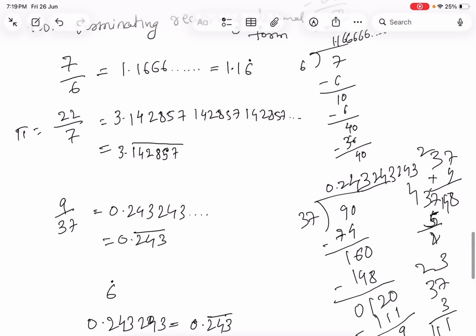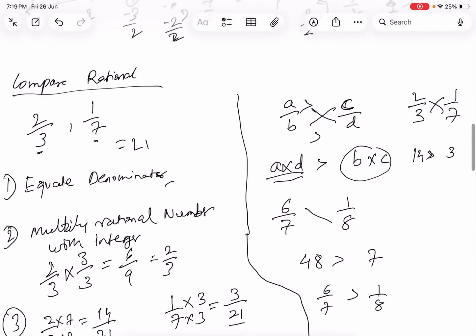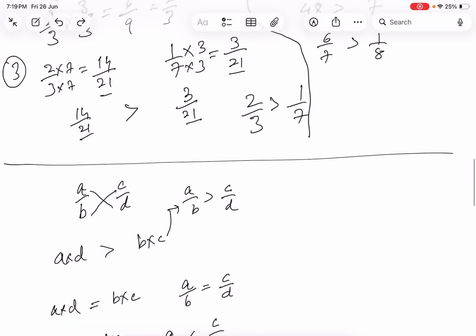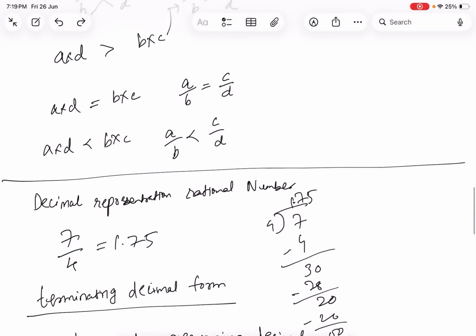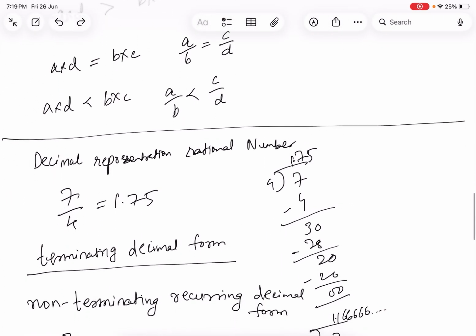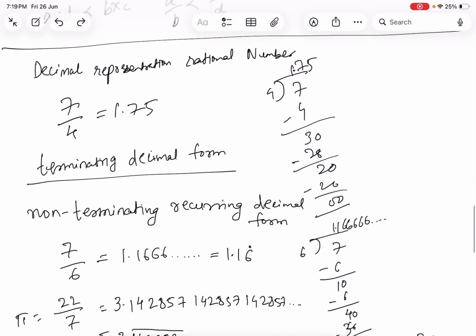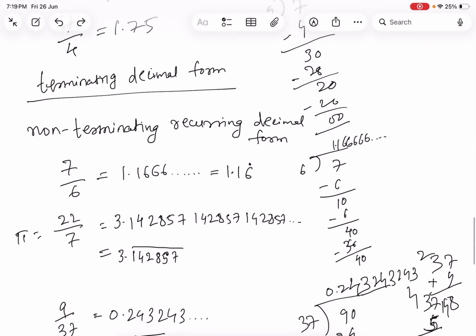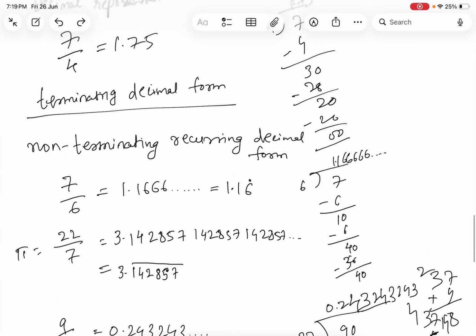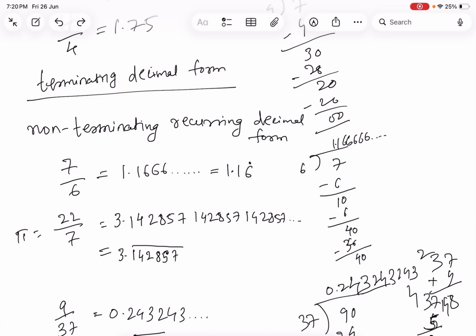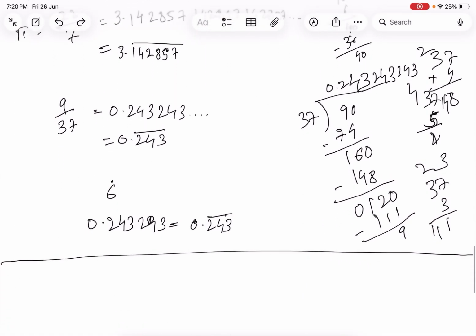So, we saw rational numbers. What are rational numbers? We compared the rational numbers. We also tried to represent the rational number on number line. We also learned about decimal representation of rational number. We learned about terminating decimal form and non-terminating recurring decimal form of rational number.